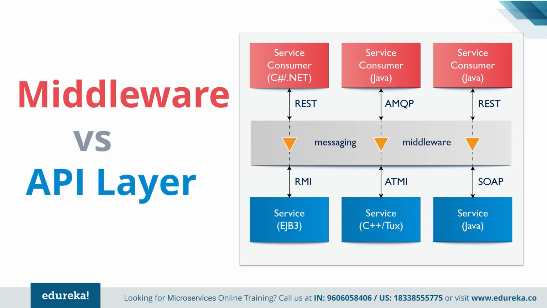And then we have the next difference between them, and that is the middleware versus API layer. This we also spoke about earlier, right? Your SOA uses middleware for communication, and your microservices uses an API layer for communication. So that is about the differences between SOA and microservices.